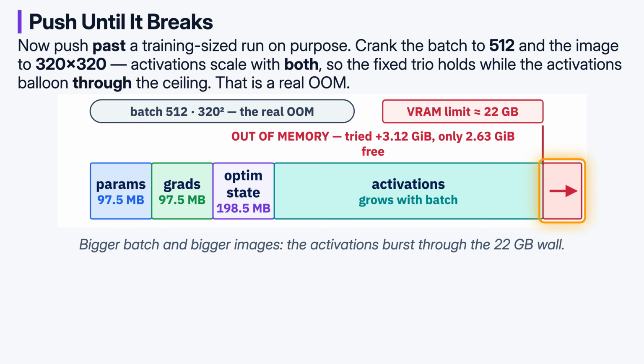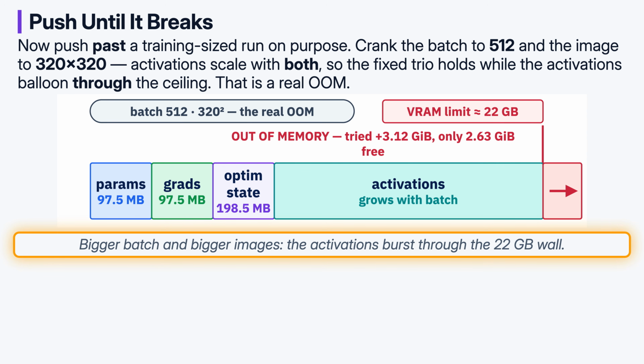That is a real out of memory. The arrow marks the amount that could not fit. And the label names it, out of memory. Bigger batch and bigger images. The activations burst through the 22 GB wall.